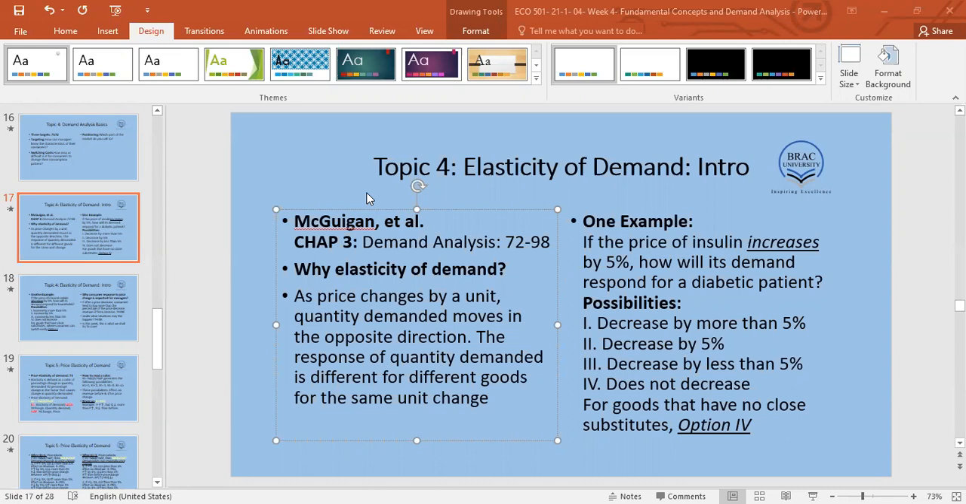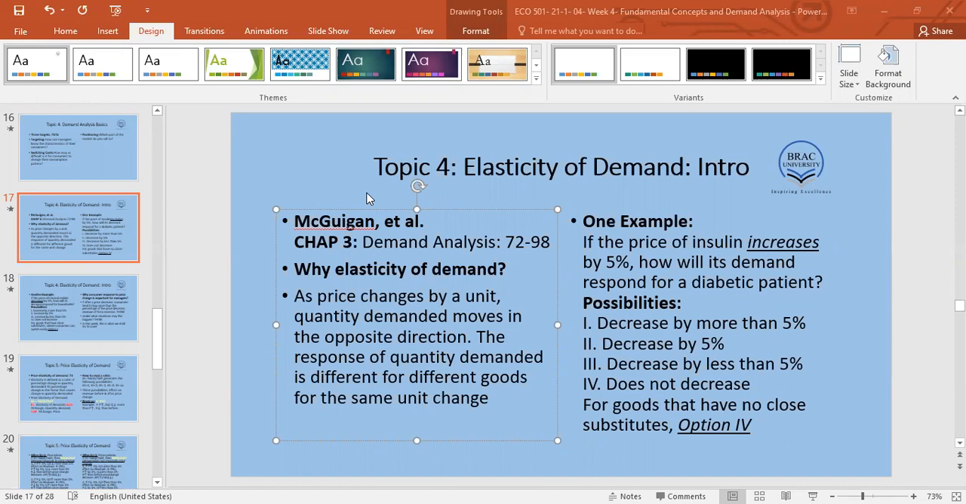Price has increased by 5%. Quantity demanded has fallen by more than 5%. Demand is highly price responsive. This is the concept of elasticity, as we'll see in the next part. The second possibility is price has increased by 5%, quantity demanded has fallen by 5%. That means whatever increase sellers might have expected from a price change is being offset totally by a decrease in demand by the same percentage. We'll look at this later in the next part.